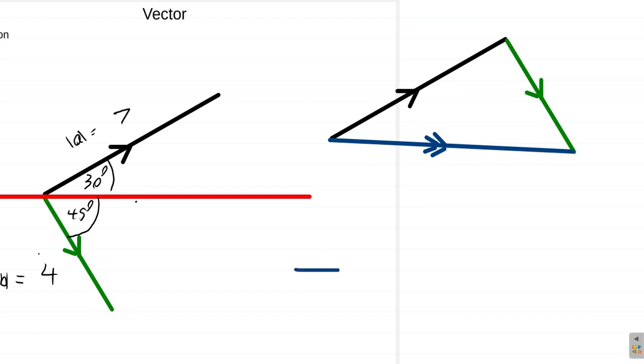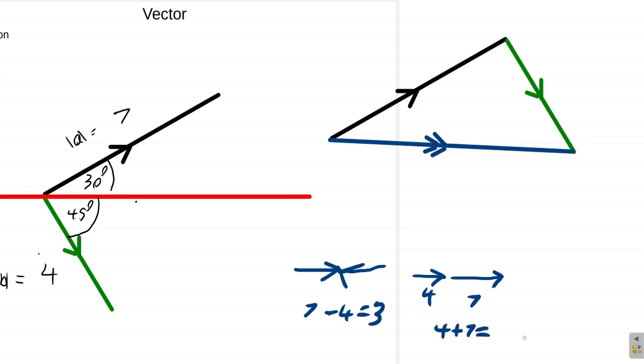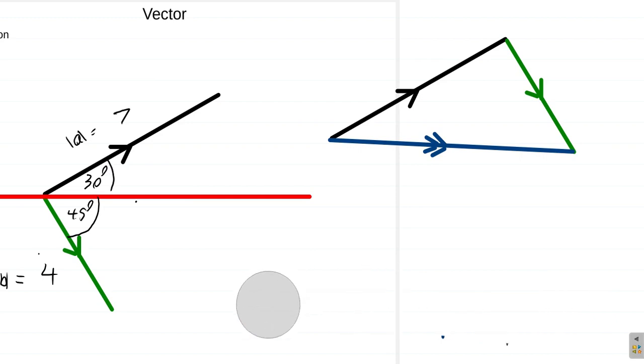Now, if you have them directly opposed, if it's 7 and 4, you say 7 minus 4 equals 3. If you have them directly like this, it's a 4, it's a 7, it's 4 plus 7 equals 11. Alright? But we have them at an angle, so you can't treat them like that. So you have 4 and you have 7.